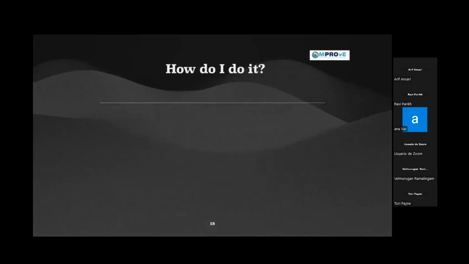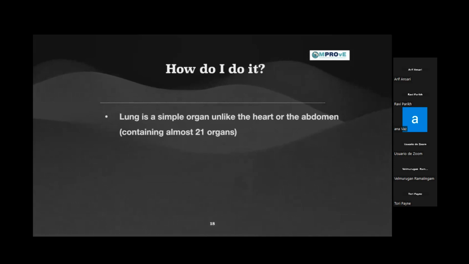Now, how do we do it? As I said, the lung is just a sac filled with air. It's a simple organ. It is unlike the heart or the abdomen, which contain 20 odd organs in there.